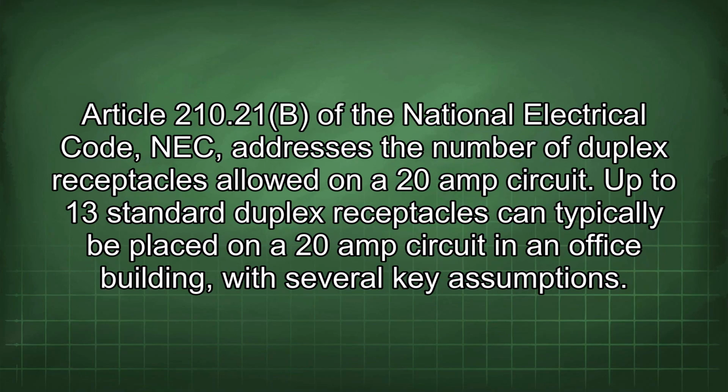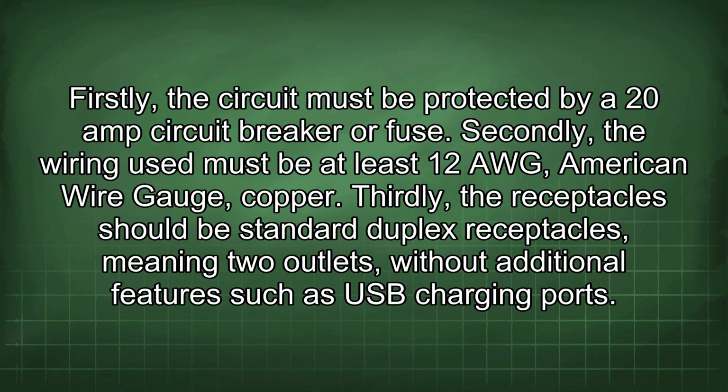Article 210.21(B) of the National Electrical Code, NEC, addresses the number of duplex receptacles allowed on a 20 amp circuit. Up to 13 standard duplex receptacles can typically be placed on a 20 amp circuit in an office building, with several key assumptions. Firstly, the circuit must be protected by a 20 amp circuit breaker or fuse. Secondly, the wiring used must be at least 12 AWG, American wire gauge, copper.